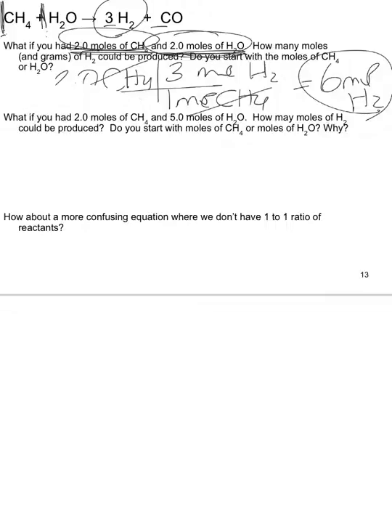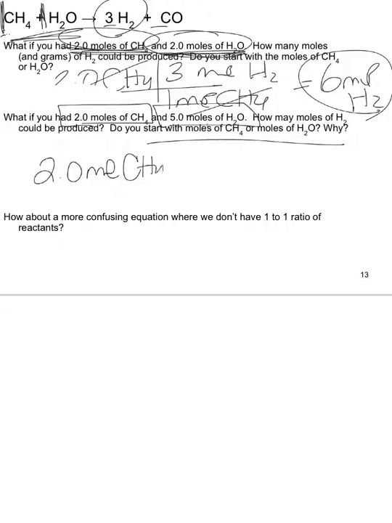What's going to limit me, because this is a 1-to-1 ratio, is the CH4. That's going to be my limiting reactant. And clearly, I'm going to have 3 moles of water left over because it's a 1-to-1 ratio. I'm going to use 2 moles of water in this reaction. So how many moles of H2 could be produced? You start with moles of the limiting reactant, because that's what's going to run out. What's going to be left over is 3 moles of water just sitting there, but the CH4 is what's going to run out. And again, from the balanced equation, 1 mole of CH4 is going to make 3 moles of H2, the product, and we'll get 6 moles of H2 being produced.